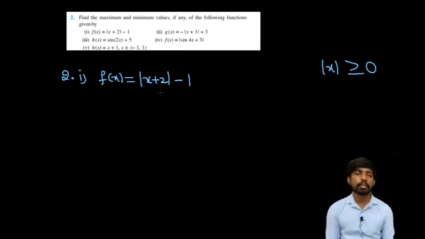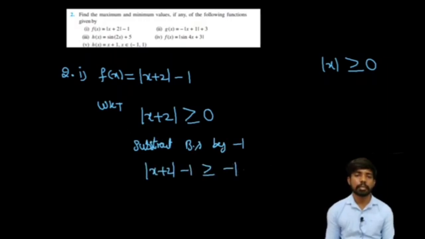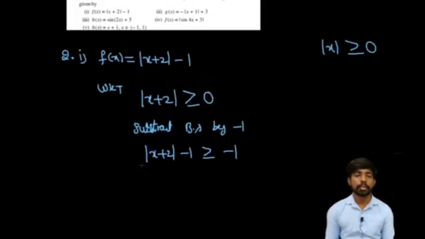Now we know that the modulus function is always greater than or equal to 0. In the function we have minus 1, so subtract 1 from both sides. So mod of x plus 2 minus 1 is greater than or equal to minus 1. This entire thing is the function f of x, right? So f of x is greater than or equal to minus 1.